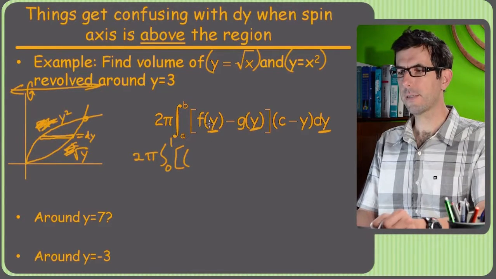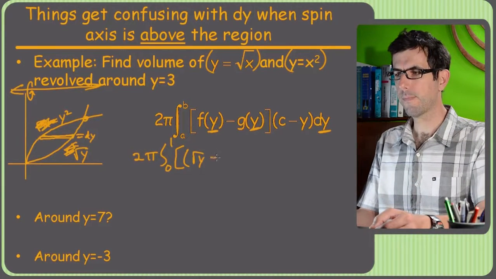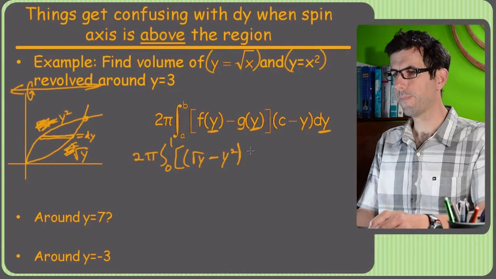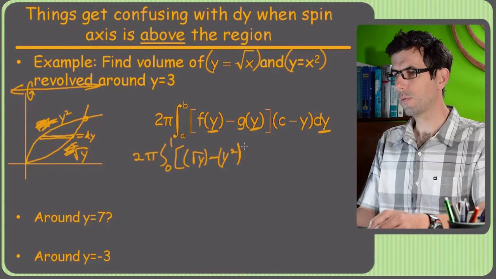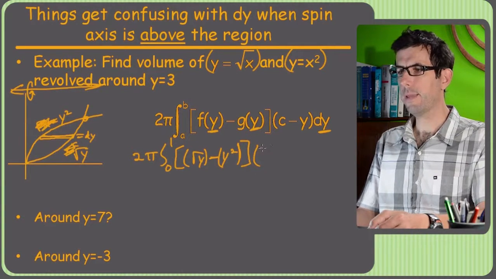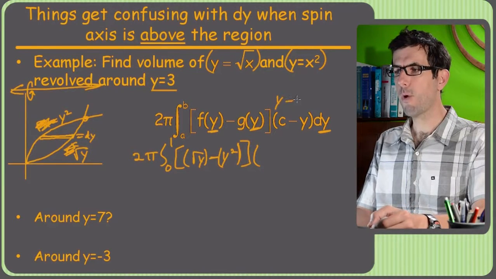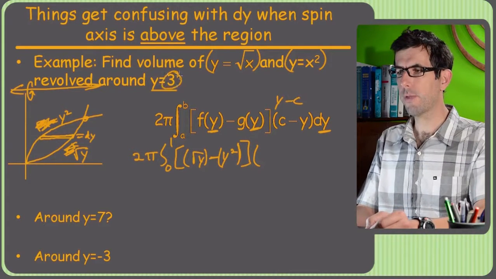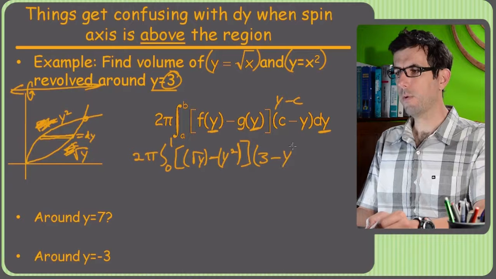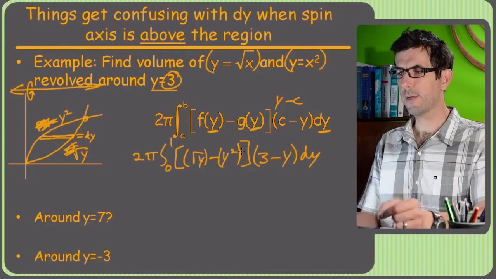Alright, so f of x, f of y is just, when we're in y, it's the right-hand one, so that'd be square root of y minus y squared. And then because this spin axis is above, I've got to do c minus y instead of y minus c, which is the one we used for the previous dy problems we did. So c is just that coordinate 3 minus y times dy.